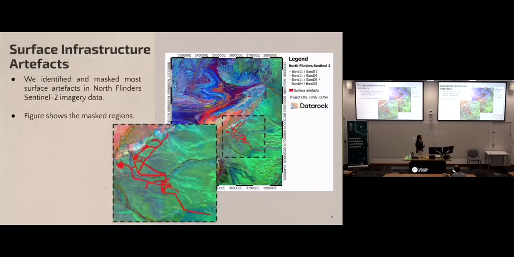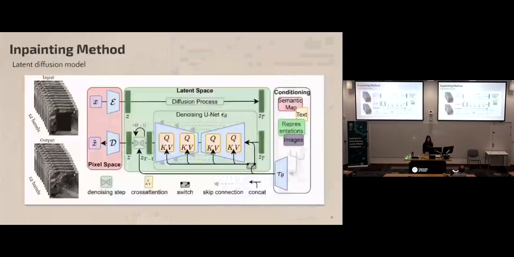What we did was identify and mask all the regions with surface artifacts like roads, mines, and dams in that area, and this image shows all the roads and surface artifacts in that area. So keep that in mind because we'll get back to that. And now I'll explain the inpainting model that I used. Diffusion models are a class of generative AI models that are capable of generating very high quality images.